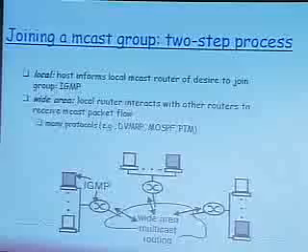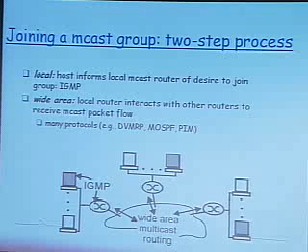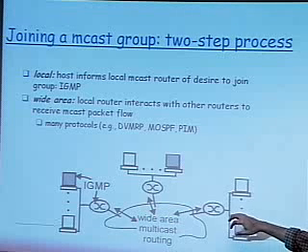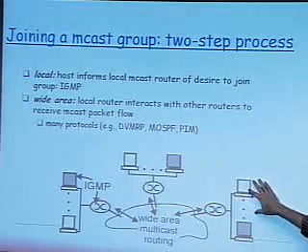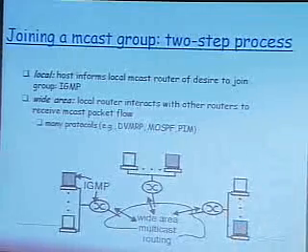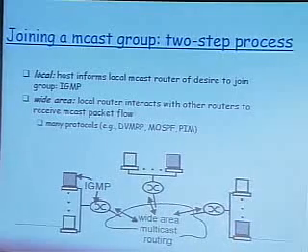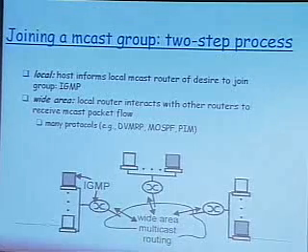So how do you join a multicast group? Well, on the internet, there is this protocol called Internet Group Message Protocol, and the way it works is that in a local area, where let's say you have a LAN and you have these end hosts connected to a router, in the local area, the hosts inform these routers of their desire to join a particular multicast group.